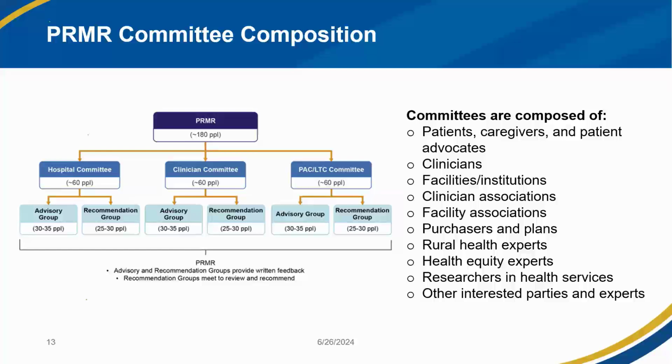And then furthermore, within each committee, we have an advisory group and we have a recommendation group. The advisory group's purpose is to really work on providing written feedback and guiding the discussion that the recommendation group is going to have. Then as we get closer to that February timeframe, the recommendation group will discuss the measures and they will be the ones that will vote. I'll go to the next slide, please.